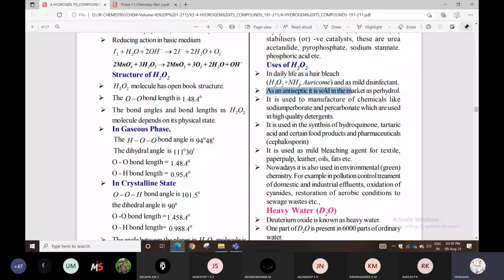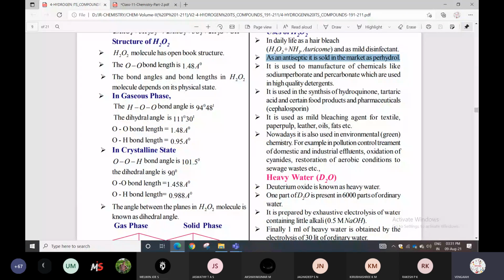It is used in the manufacturing of chemicals like sodium perborate and percarbonate, which are used in high quality detergents also. It is used in the synthesis of hydroquinone and tartaric acid, and certain food products also. It is also used as a mild bleaching agent in the textile industry, paper pulp, leather industry, oils, fats, etc. Nowadays it is also used in environmental chemistry, for example in pollution control treatment.